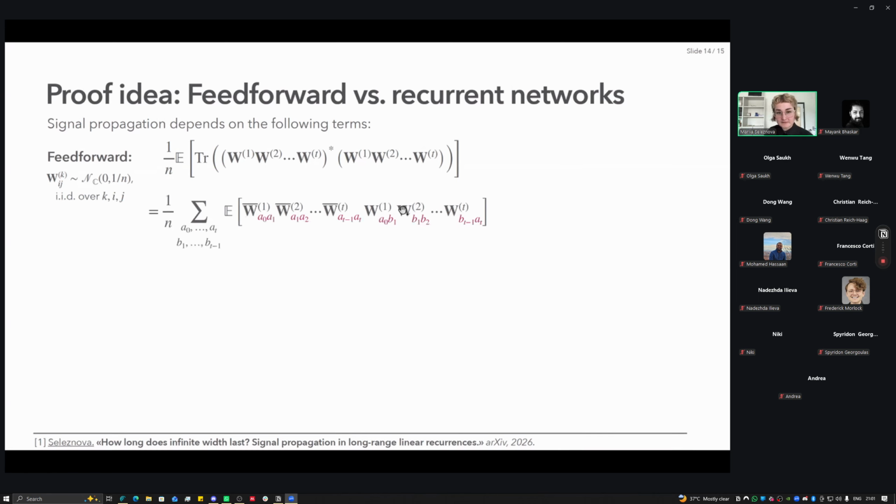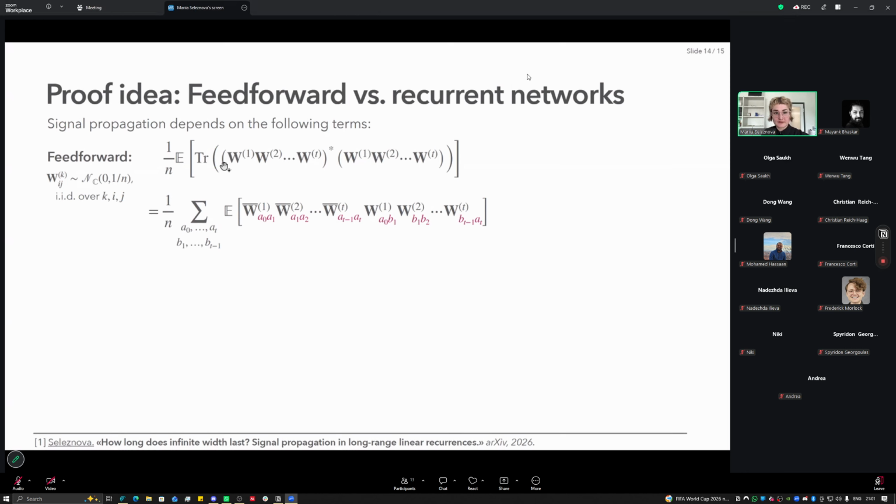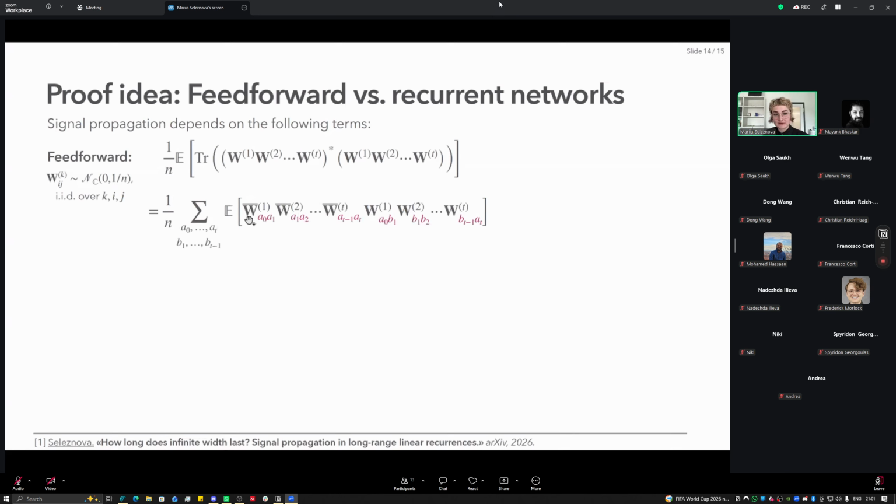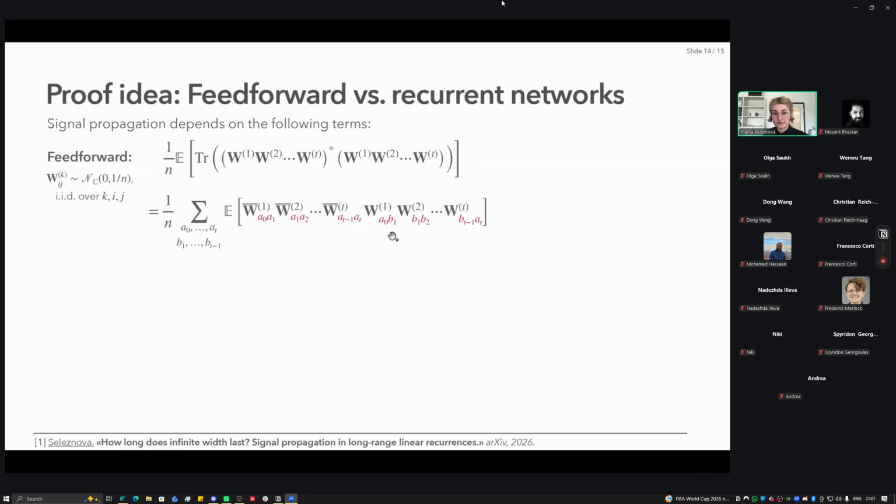And I can also expand the trace using the sum over the indices of the matrices involved in this matrix product. So far, nothing happened. We just replaced this trace with a sum. But maybe one thing to notice is that since we are dealing with the complex case, there is one conjugated entry for every layer of the network. And there is one corresponding non-conjugated entry for every layer.